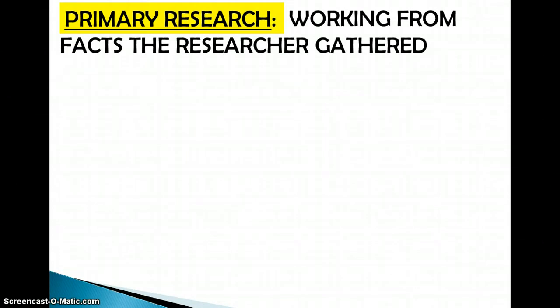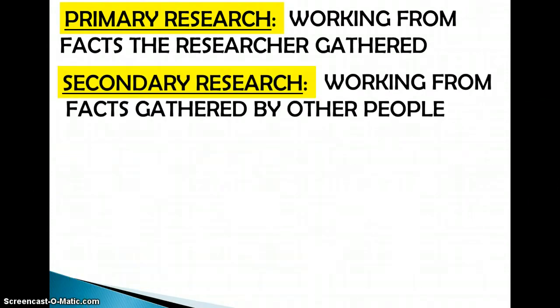Primary research is using research or facts that were specifically researched by the researcher, him or herself. No one else has ever collected those. So if I wanted to know information about the favorite color of everybody in this class, no one has ever collected that research before, I would be using primary research.